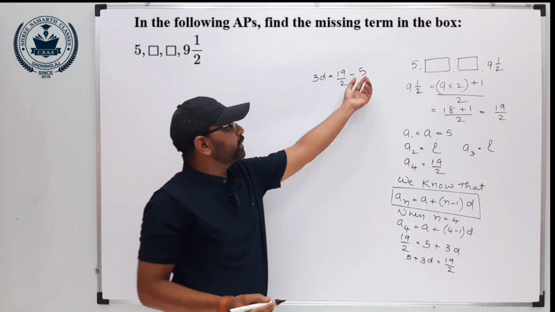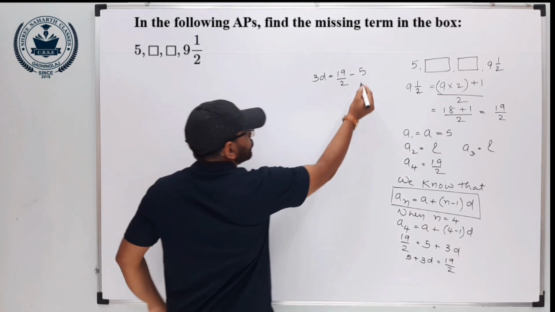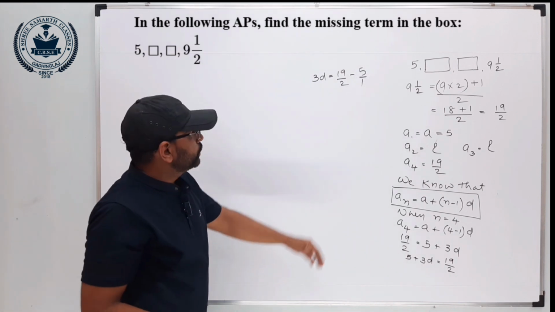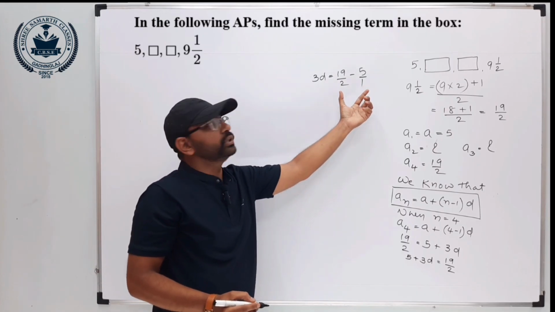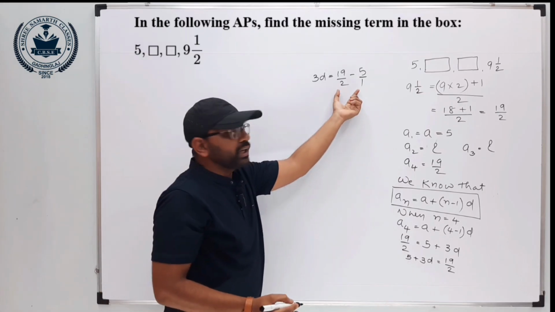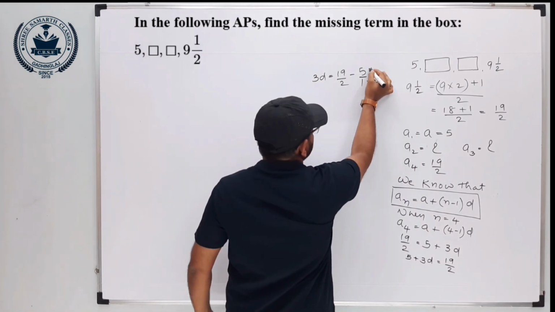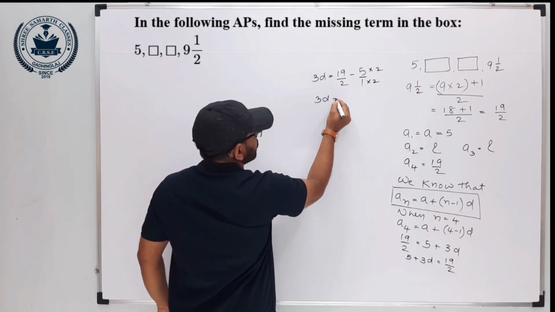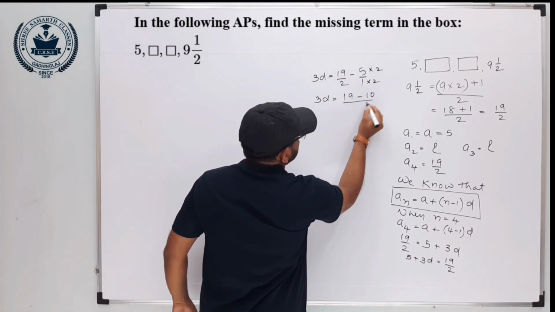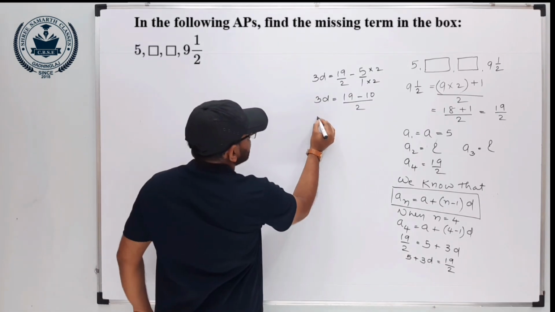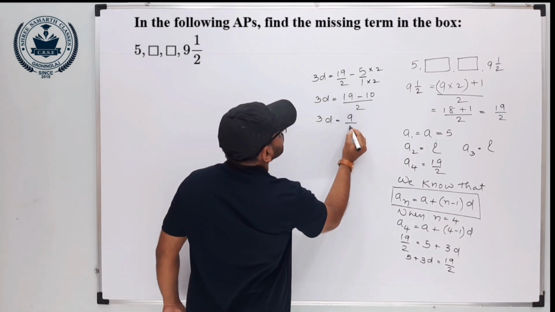Now, if it is minus 5, nothing is there in the denominator, which means it has the value 1. So I will just mention it as 1. Now equalize the denominators. Before proceeding further, you have to proceed with the LCM method. The LCM is how much? 2. So I will multiply by 2 in the denominator as well as the numerator. So 3d is equal to 19 minus 5 into 2, that is 10, whole divided by 2. So 3d is equal to 19 minus 10, which is 9 upon 2.